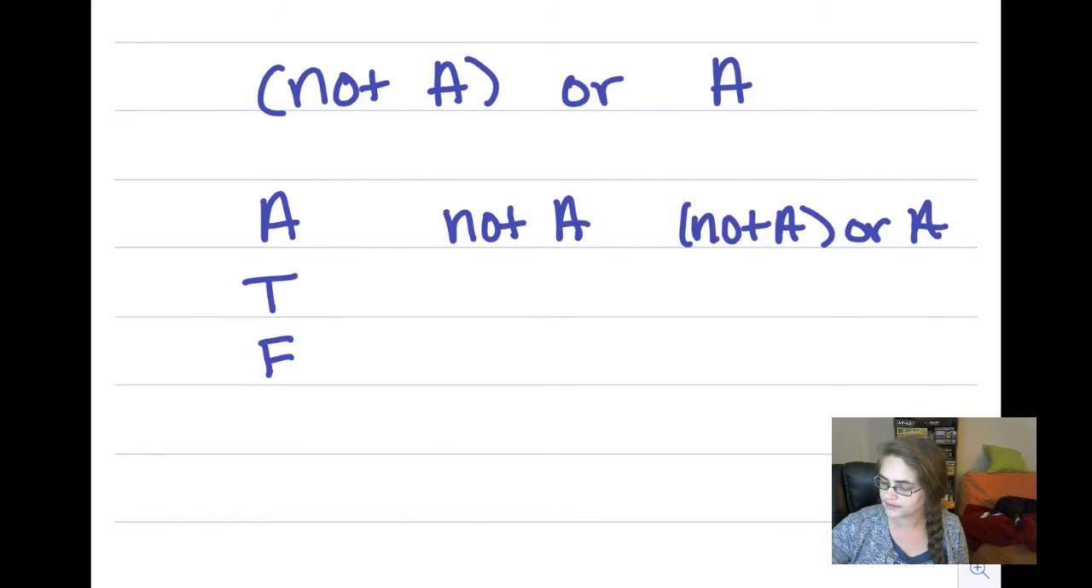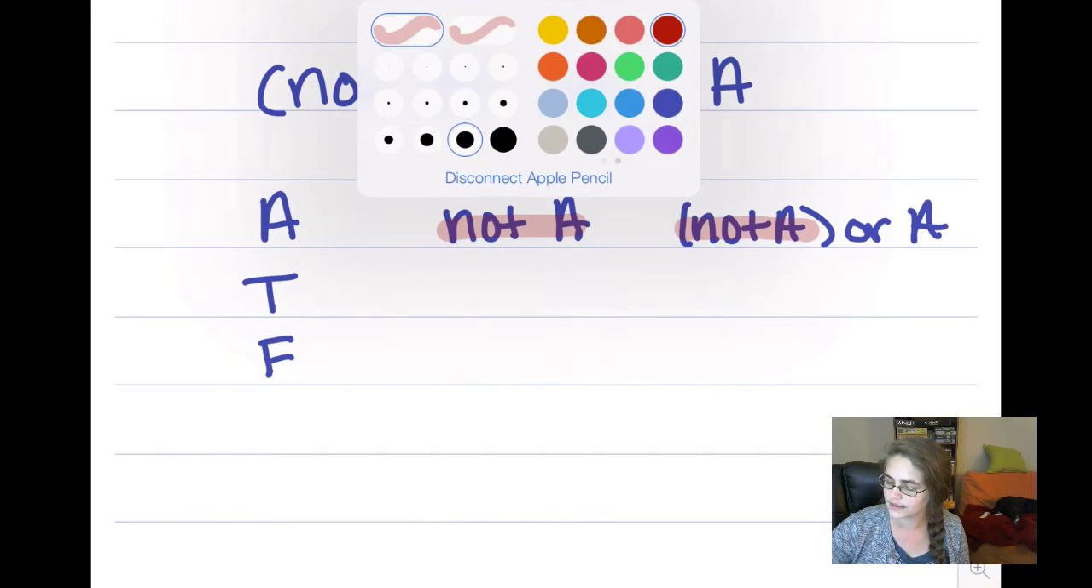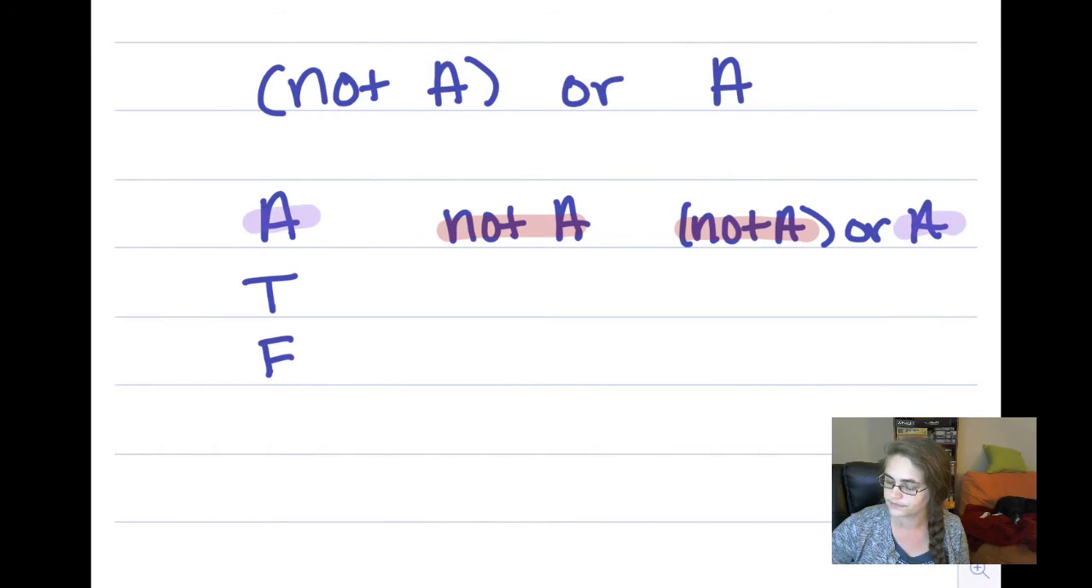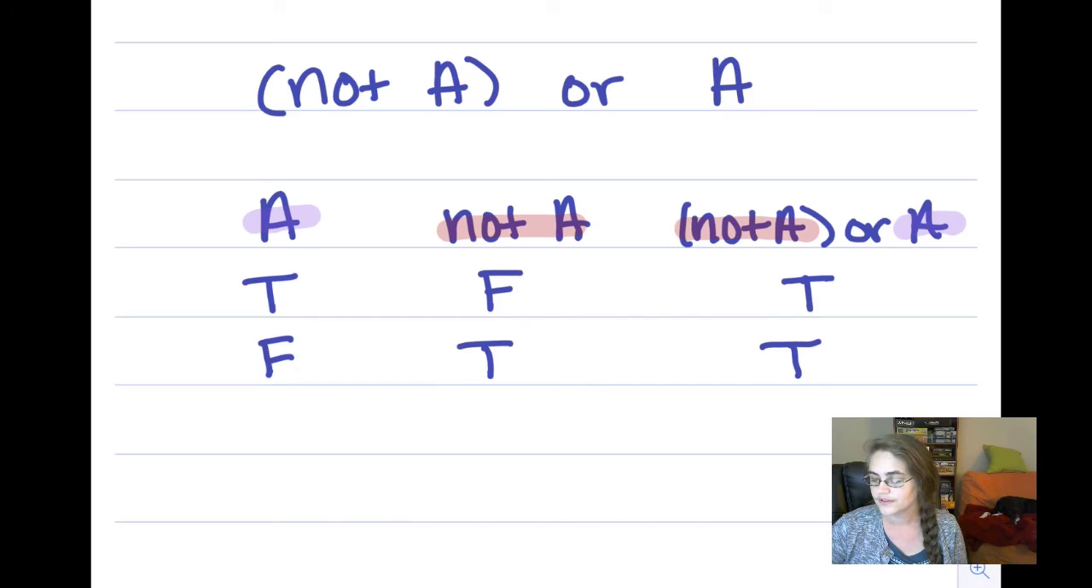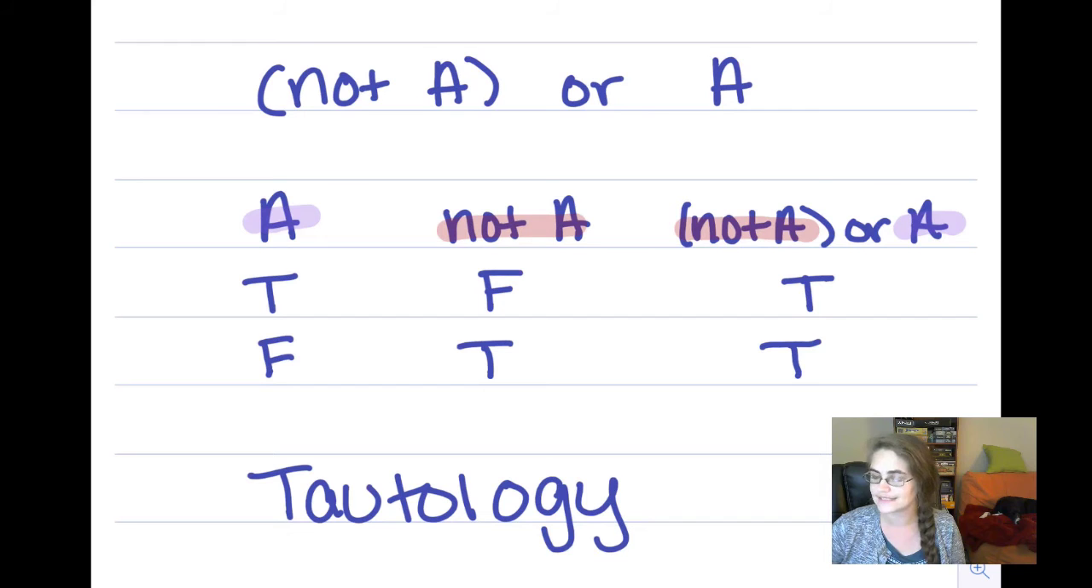So this not A is going to be this red column, and then the A is going to be the purple column. So not A when A is true is false, and not A when A is false is true. So now we have in the last column false or true, which is true. And in the last row we have true or false, which is true. So any input to this statement, not A or A, is always going to be true. And there's a special word for that. It's called a tautology. A tautology is a compound truth statement that is always true.